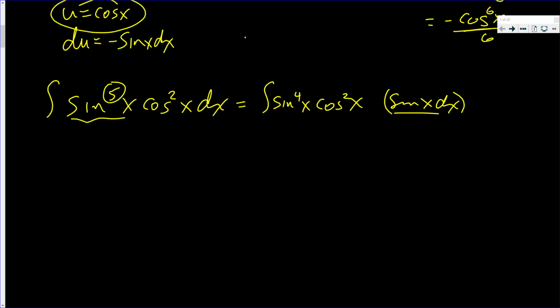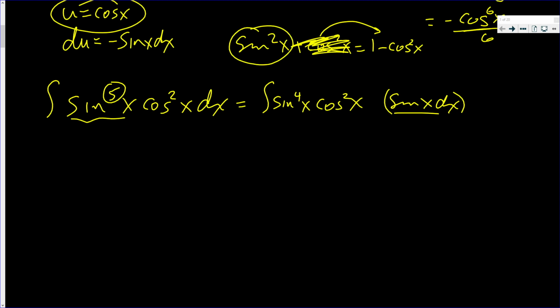Now, we know that sine squared x plus cosine squared x is 1. So if I bring cosine squared x over to the other side, I have a way of converting sine squared x's to cosine x's. Then I'll have cosine x's times the other cosine x's, cosine x's to exponents. But there's my du. Maybe I'll need a plus minus sign.